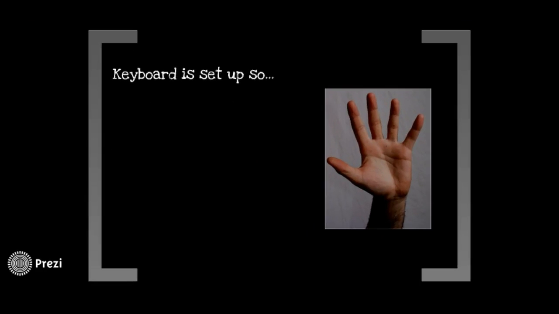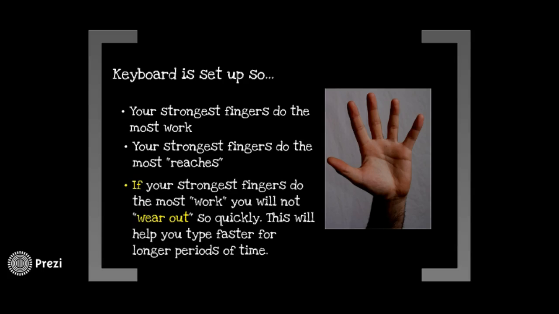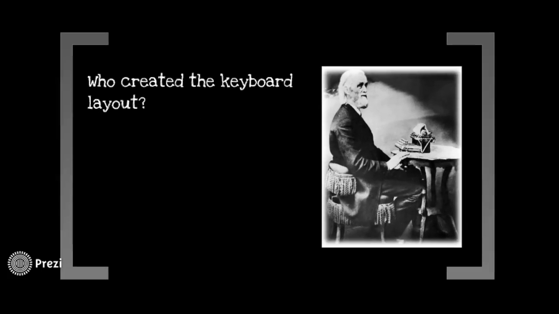So one more time, the keyboard is set up so your strongest fingers, your index and middle fingers, do the most work. Your strongest fingers do the most reaches. Therefore, if your strongest fingers do the most work, they don't wear out so quickly. That actually helps you type faster for longer periods of time.